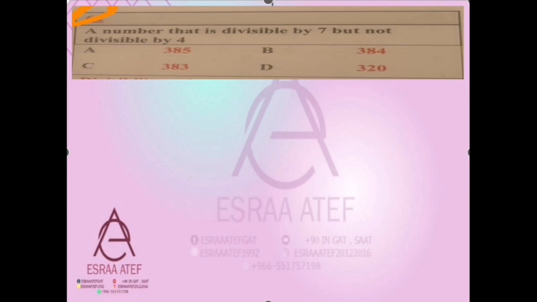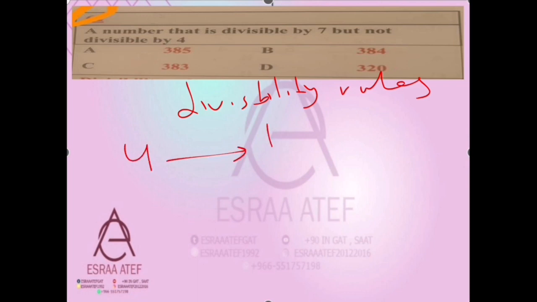Here I have a number that is divisible by 7 but not divisible by 4. How to get this number? Okay, I will use the divisibility rules which I said before, it's very important to study them, okay. To divide by 4, I will look to the last 2 digits, okay. So here where is the last 2 digits? I will look for which one is not divided by 4, okay, all of them can divide by 7 but they're not divided by 4, so I will look for them, okay.